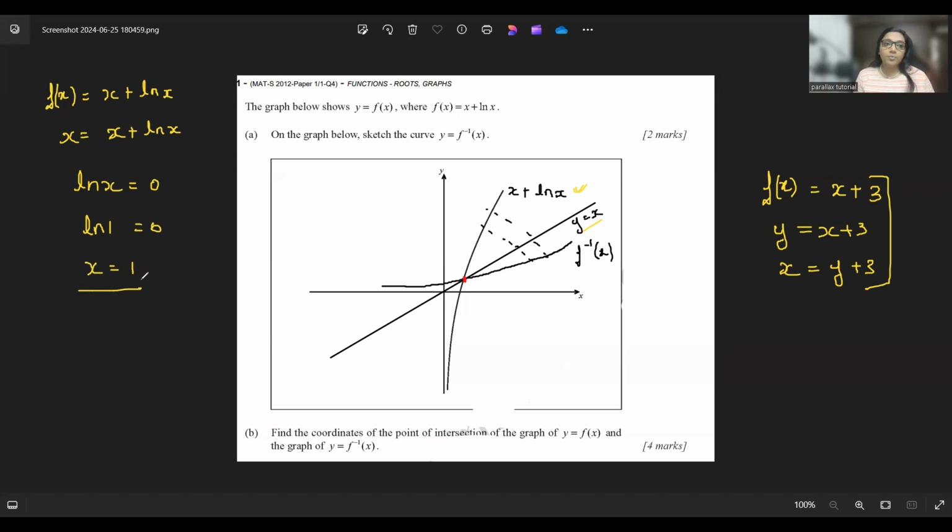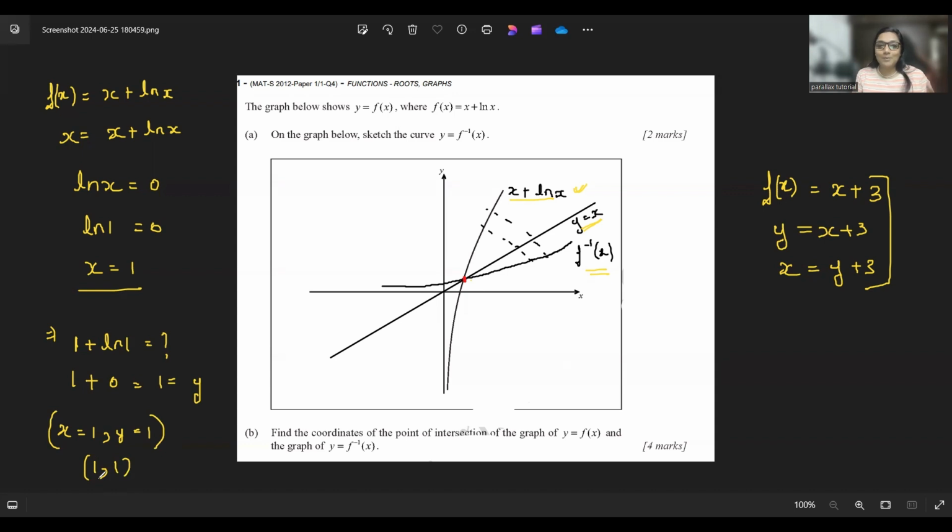If x is 1, you put it back into the equation. What do you get? 1 plus ln 1. And what is its value? So 1 plus ln 1 is again 0, so you get back a 1 as your function. So x is equal to 1, y is equal to 1. That's the point where x plus ln x intersects with y is equal to x. And that will be the same point where f inverse of x will also intersect with y is equal to x. Therefore, both f inverse x and f x intersect at x is equal to 1, y is equal to 1, or (1, 1). I hope this made sense.